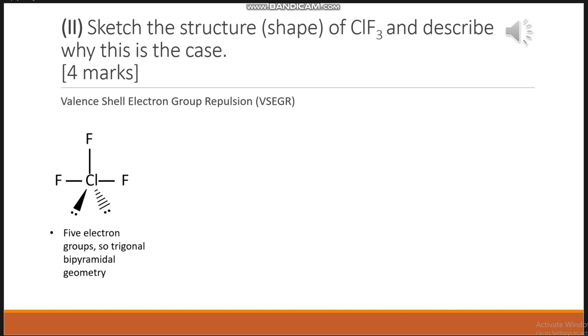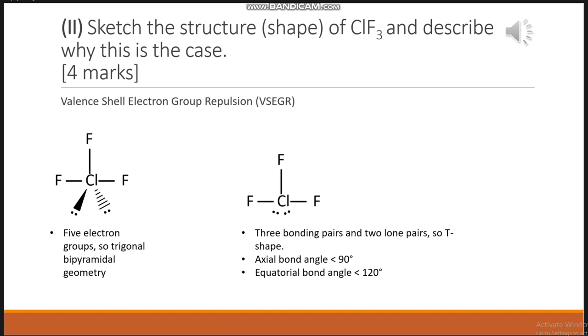We then see that ClF3 has 3 bonding pairs and 2 lone pairs. This means it is T-shaped, with axial bond angles of just under 90 degrees and equatorial bond angles of just under 120 degrees. This arrangement also minimizes the repulsion between electron groups in the molecule.